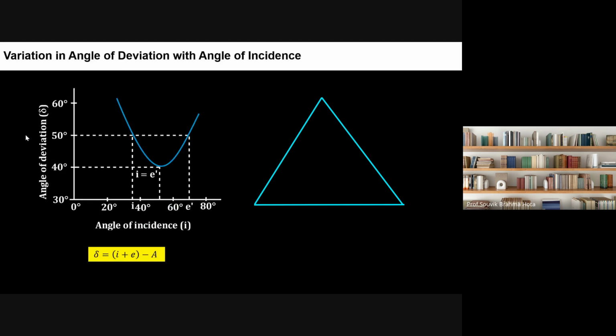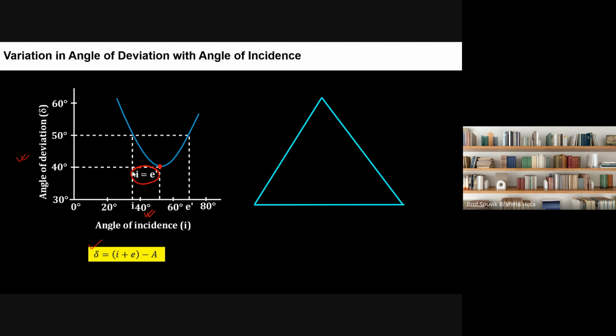Now this is the variation in angle of deviation with angle of incidence. So in the x-axis we should keep angle of incidence, in the y-axis angle of deviation. Now this is the relation we know, delta is equal to I plus E minus A. Now you see this is a specific point when this angle of deviation becomes minimum value, and when this I is equal to E, that means angle of incidence is equal to angle of emergence. In that condition this will happen.